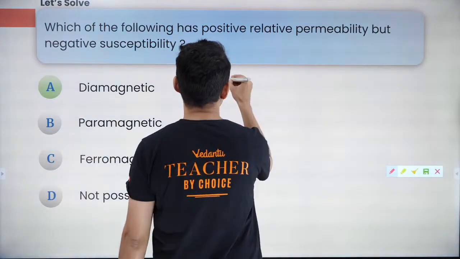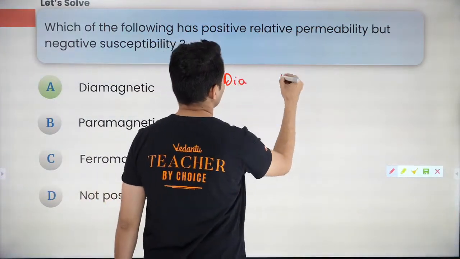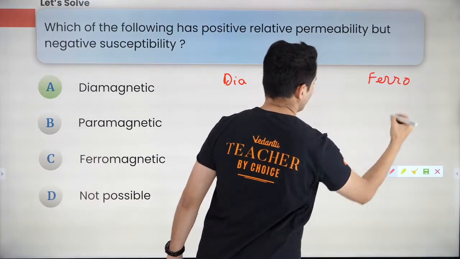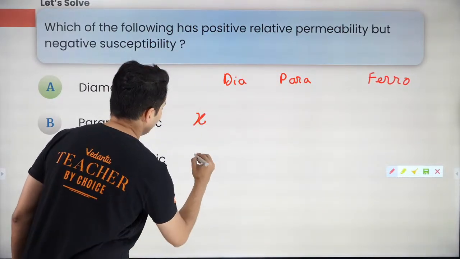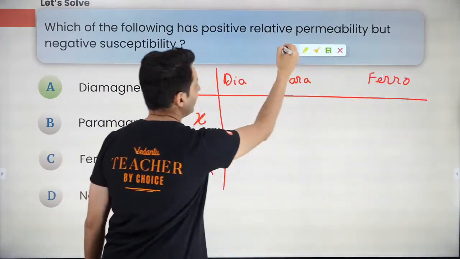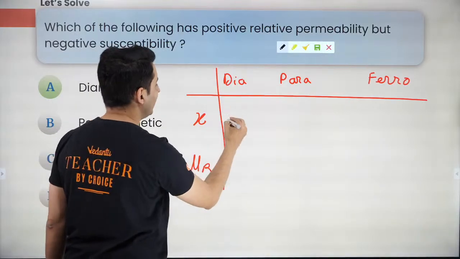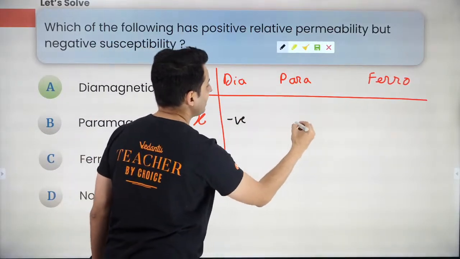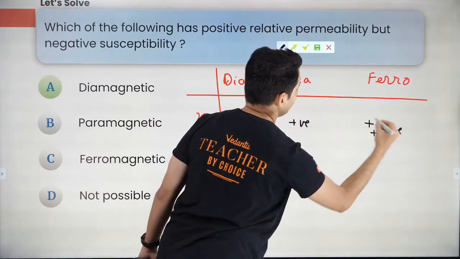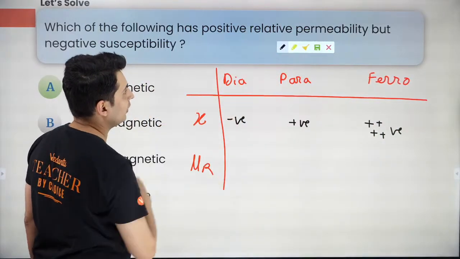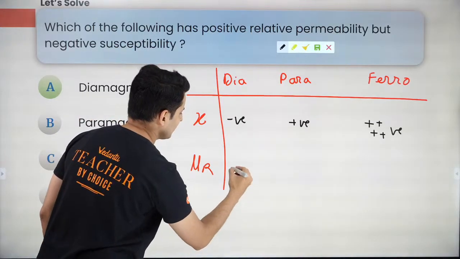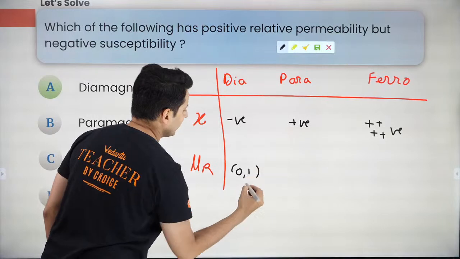Okay. So this is for dia, this is for para, this is for ferro. And you have chi over here, you have relative permeability over here. So guys, you will not forget now. For dia, it is negative. For para, it is positive. For ferro, it is extremely positive. Mu r for dia is positive but less than 1, so somewhere between 0 and 1.